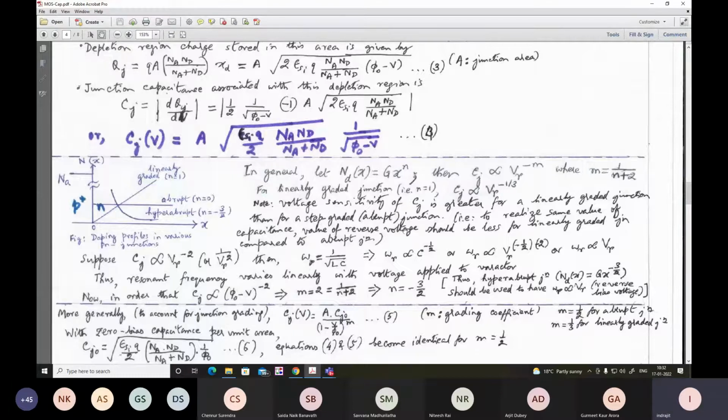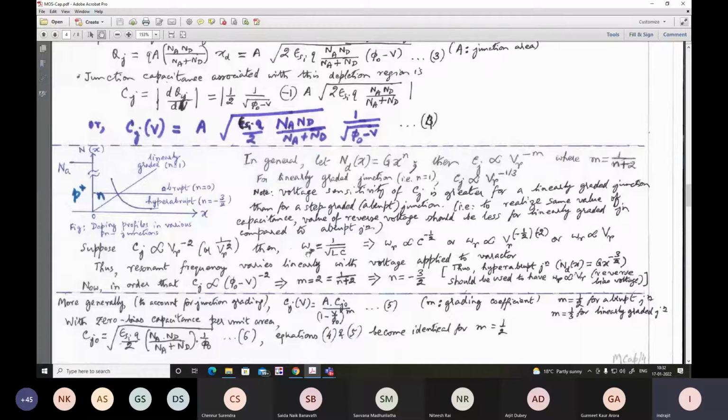And also the linear grading junction has its use. At the same point of time, in the earlier days, if you remember, in our older radios we have seen a circular knob. Basically, what we do is vary the capacitance and try to tune to different radio stations. For that, the resonant frequency varies linearly with the voltage.